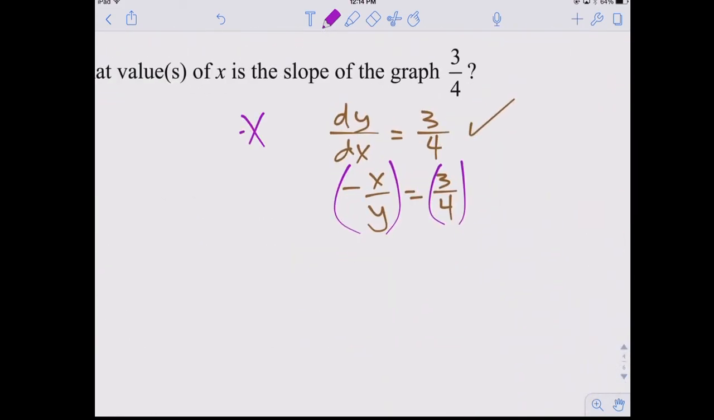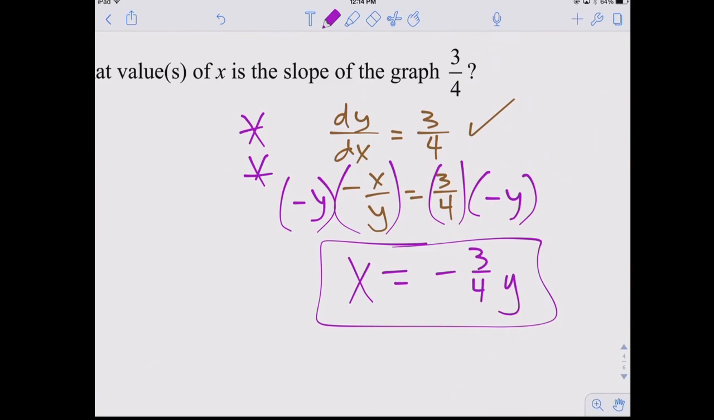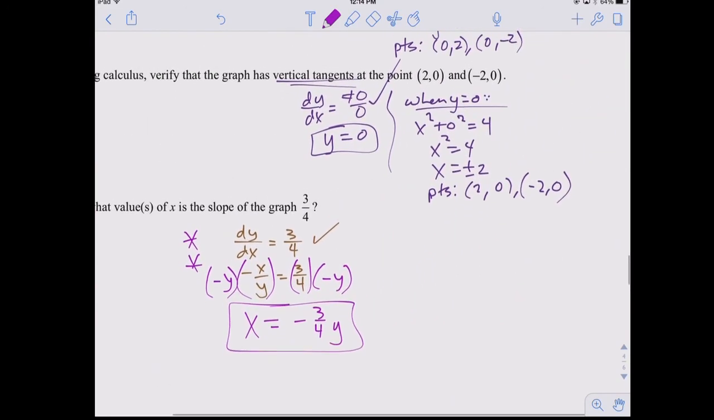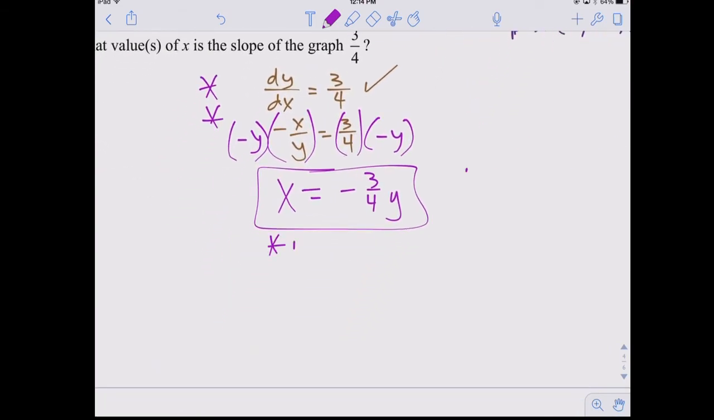This is a very, very typical thing that's going to happen when we have equations that are obtained implicitly. You're not going to have one equation with one unknown. And all you have to do is solve for one of the variables. I'm going to multiply both sides by negative y, so that we can get x equals negative 3/4 y. Now here's a relation between x and y, and we want to see where this is true. So now what I can do is plug this in to my original equation.